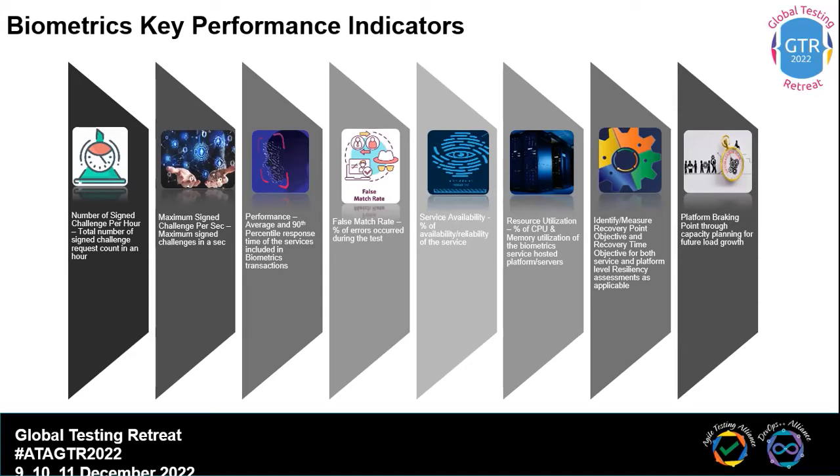The next one is service availability percentage, like how many failures, how many failed match rate percentage happen during the course of your load testing or any other NFT testing, and the resource utilization of the biometric services platform where it is hosted, to understand whether your services have enough processing capacity and memory in terms of handling the incoming requests or not. This will give you a detailed analysis of the health status of your services as well.